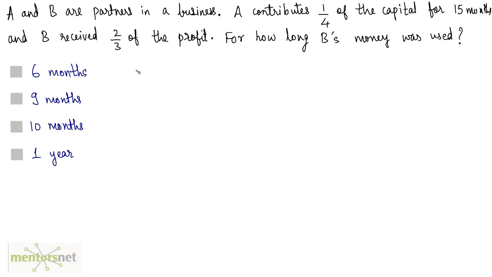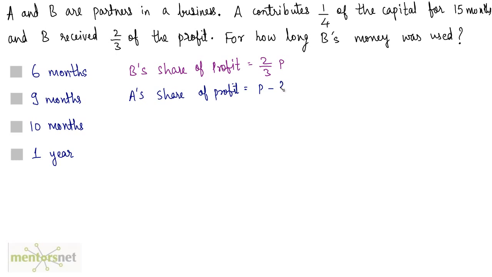Well, let the total profit be P and B received 2/3 of this total profit, which means that B's share of profit is equal to 2/3 of P, so 2/3 P. Now the total profit is P and B gets 2/3 of that, so we can now calculate A's share of profit, which is equal to the total profit P minus B's share, 2/3 P, and that is equal to P/3, right? Now we have A's share and B's share of profit.